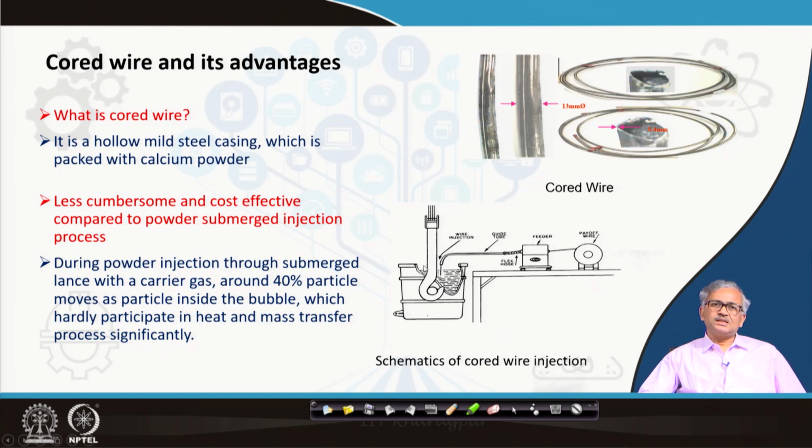And the cored wire injection process is like this. It is rolled here, and then with the help of a feeder you can feed it like this. The wire is injected vertically inside the liquid, it melts and releases the powder inside the liquid.